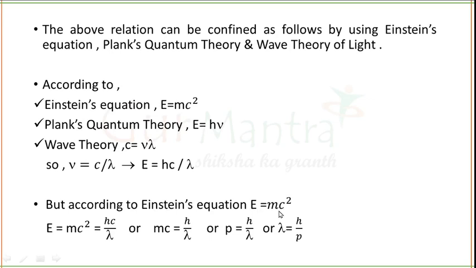So when you equate both equations, number one E = hc/λ and number two E = mc², you will get mc = h/λ. And you know that the product of mass and velocity is momentum. So this is written as momentum = h/λ. And when you interchange momentum and lambda, you will get the final result as λ = h/p. And this is proven that λ = h/p.